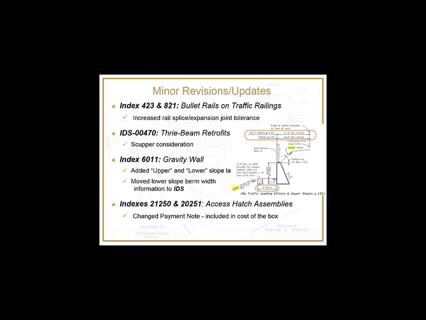Then the access hatch assembly is really the access doors on the underside of concrete and steel boxes. The payment was changed to be included in the cost of the box, whether that's the reinforced concrete or structural steel.